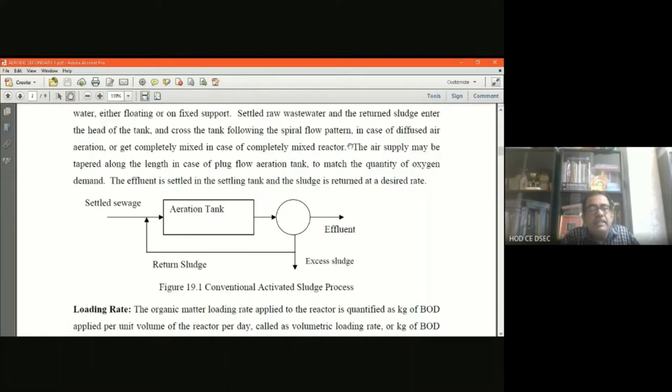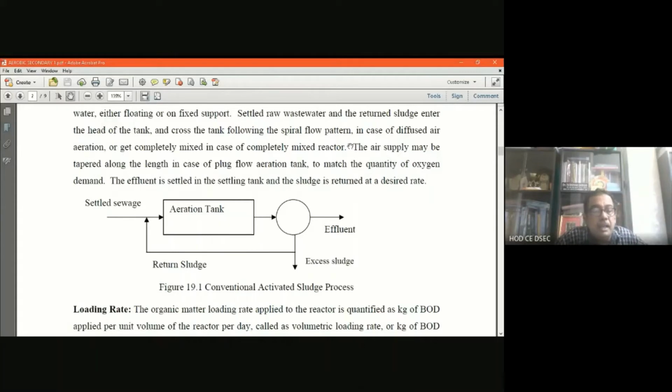You see that return sludge I have shown by arrow. This again is recirculated to the aeration tank for maintaining the performance of the reactor. So this is the conventional system, that is the schematic diagram of how the operation takes place in the activated sludge process. Fine.